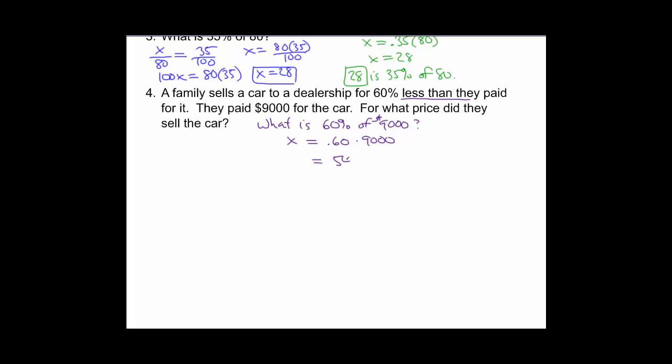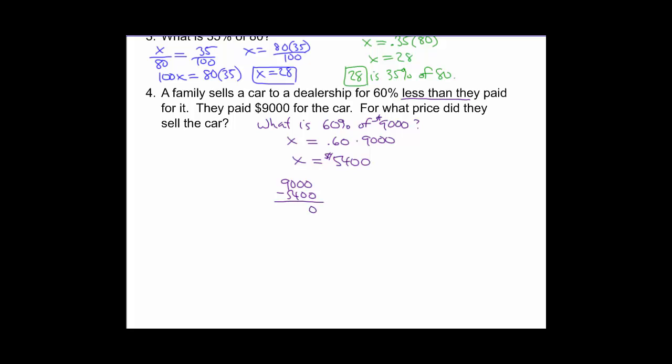I don't really need a calculator to do that. I can tell you it's going to be $5,400. So now what's the meaning of this $5,400? Well, that's 60% of 9,000. So they sold it back to the dealership for this much less than the 9,000. So we're going to need to take the $9,000 and subtract 5,400 to see how much they got for it.